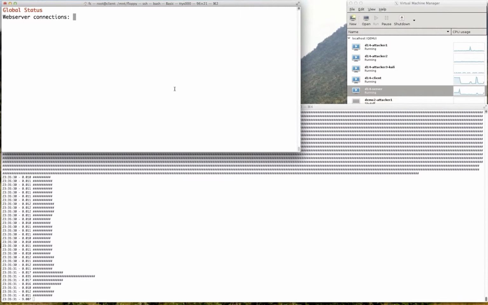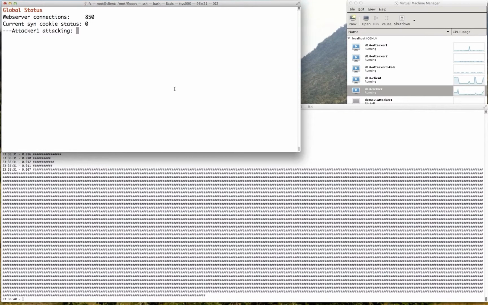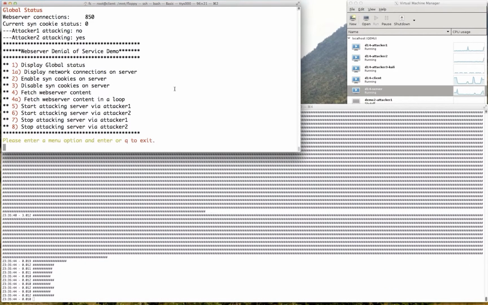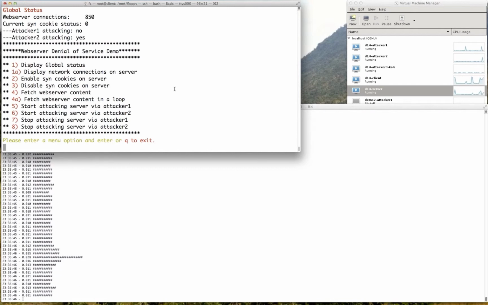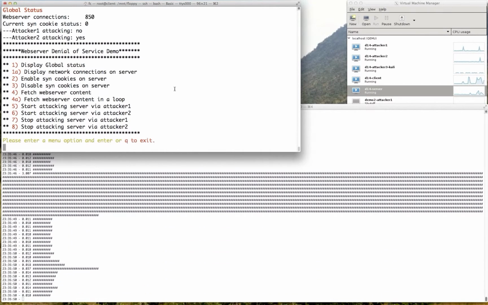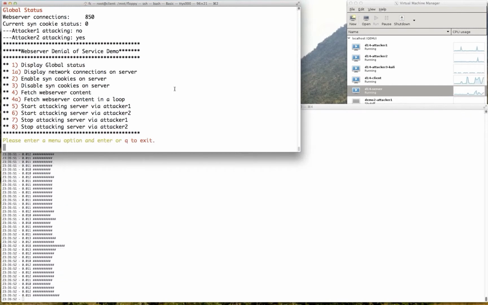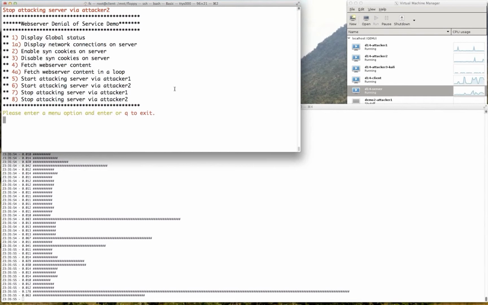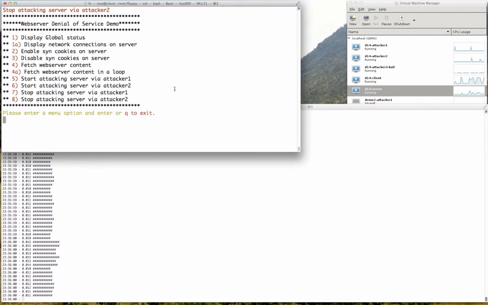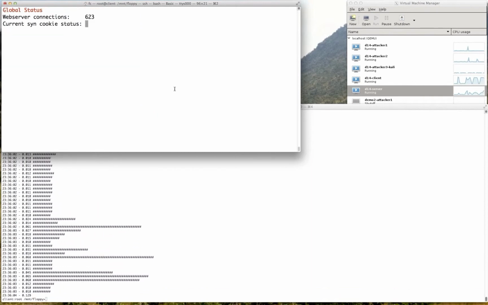Let's just check on the status. 850 connections, so it's easing off. And then I'm going to stop the other one here. I think, let's see, attacker 2 is what's still attacking. So I'm going to shut that down. It should take a second here, but then go back to normal operations, and we'll just see the global status.